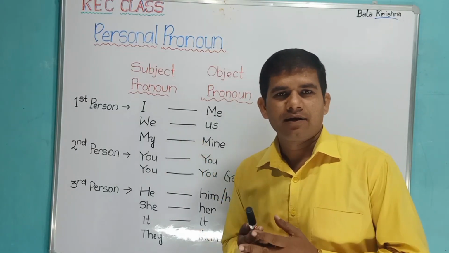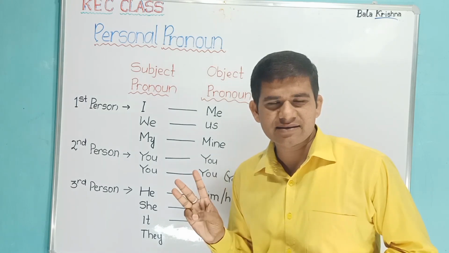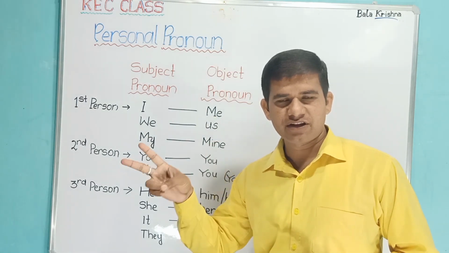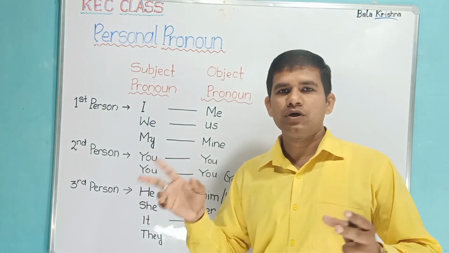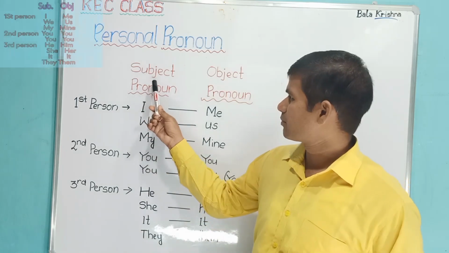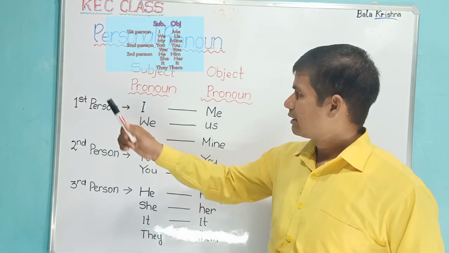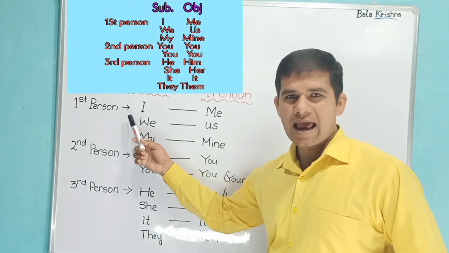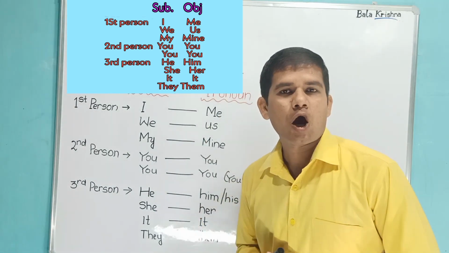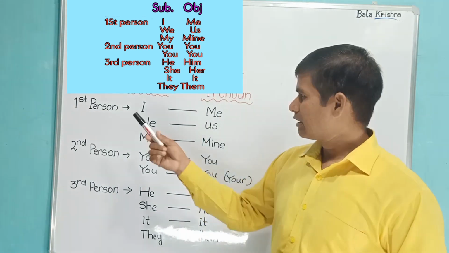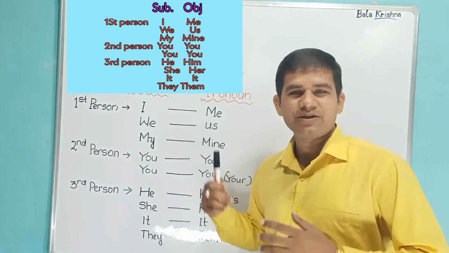As we discussed, all the pronouns are categorized into 3 parts. What are those? First person, second person, and third person. These pronouns are again subdivided into 2 parts. What are those? Subjective pronoun and objective pronoun. In first person, I is the subject pronoun and me is an object pronoun. Remember it, friend.